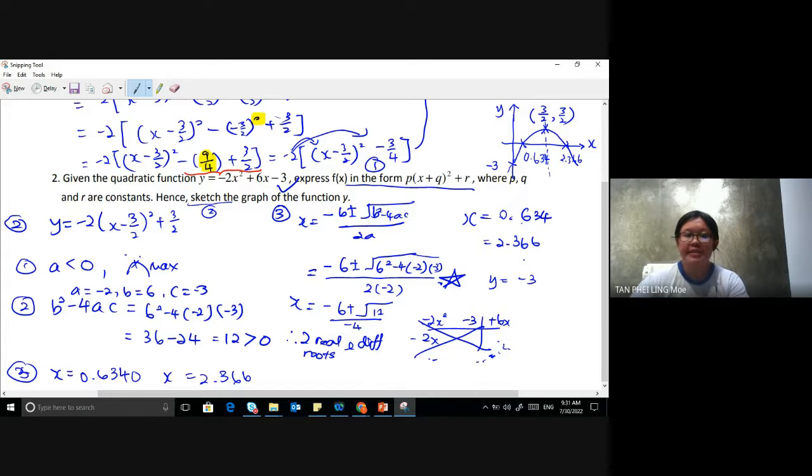Sketching should be 5 marks. Okay, how do I give you the 5 marks? The curve, 1 mark. The roots, 2nd mark. The maximum point, the 3rd mark. And then you show this star step, 1 mark for substituting, and another 1 mark for completing the square. That's it, 5 marks. Okay, it's very stingy.